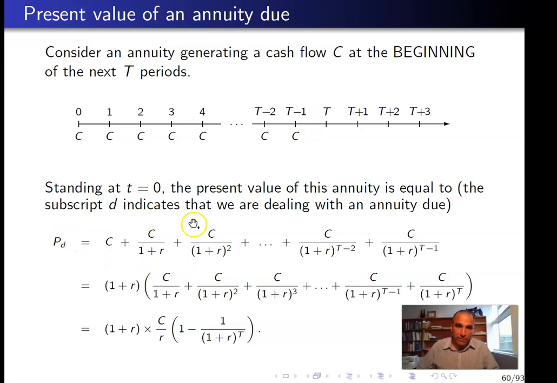So what is the present value of an annuity due? It's the discounted value of all the C's that will be received at the beginning of the next T periods, which is 1 plus R, the value of the annuity paying at the end of the next T periods. So 1 plus R times the present value equation for an annuity that pays C over T periods at the discount rate R. Okay?